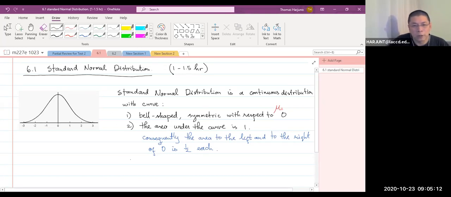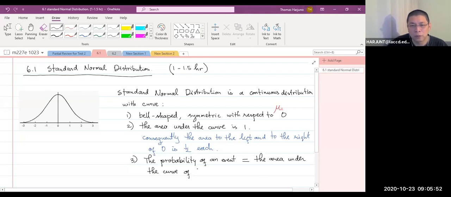Now then, the third one. The probability of an event is equal to the area under the curve of that event. Okay, I guess I will give you these three characteristics first for standard normal distribution.